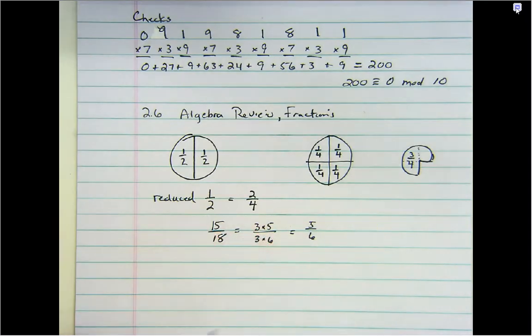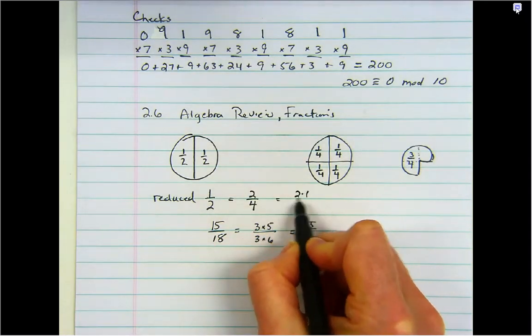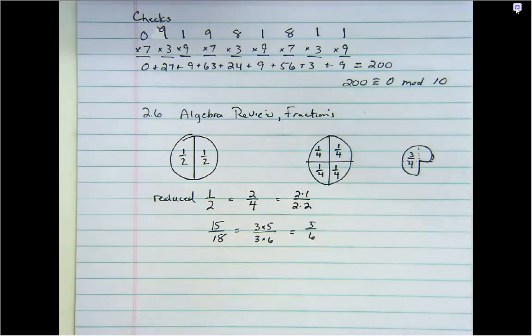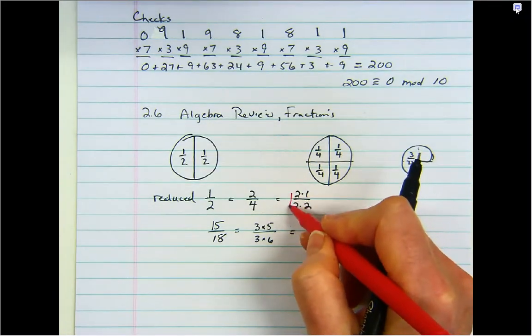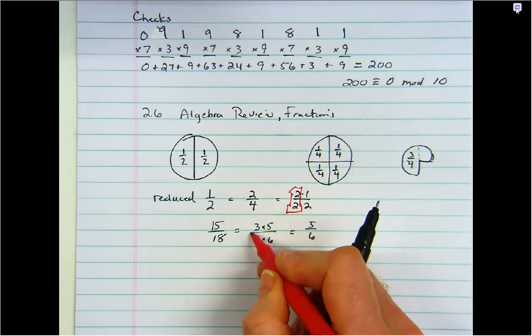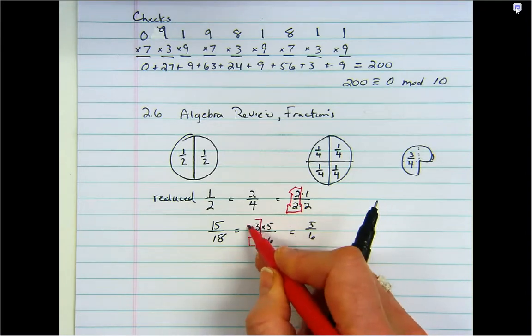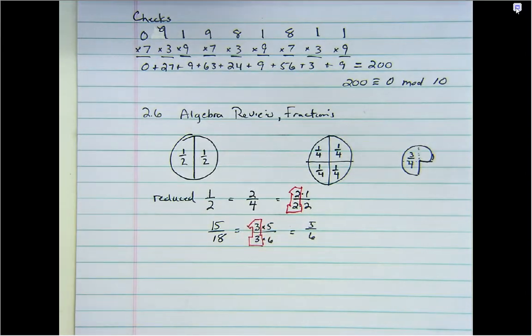Just like what we did with the 1/2 and the 2/4, you could think of the 2/4 as 2 times 1 over 2 times 2, and you can divide away the 2 over 2. So 2 over 2 is just 1, and that's why you can divide it away, because if you take something and multiply by 1, it's still the same value. 3/3 is just 1. You can divide that away. So we'll be looking at fractions that are reduced. We won't be doing too many hard things with it, just making sure you know what that means.